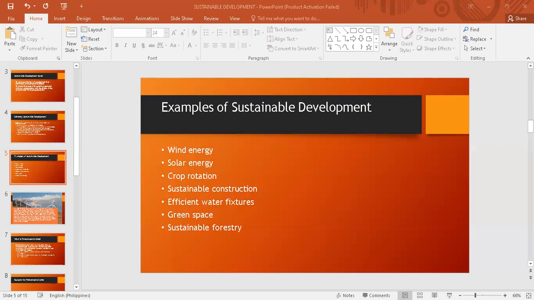gumagamit ng mga sustainable materials katulad ng wood, no? They properly managing properly yung paggamit ng woods, no? Ano pa? So, pag sa sustainable construction, iniingatan yung pag accumulating woods, hindi dapat maapektuhan yung mga wildlife, no? Yung mga habitat sa wildlife. Ano pa?